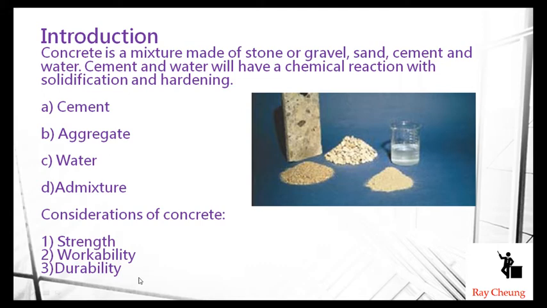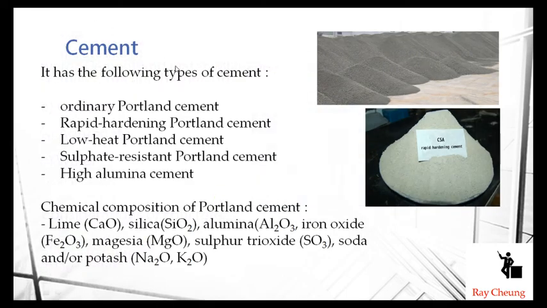Durability normally means this concrete can last for 15 years. This is so-called durable concrete. The first element, you can see, is cement in the world. This is very small in size. Normally we just use ordinary Portland cement, and sometimes we use low-heat Portland cement.